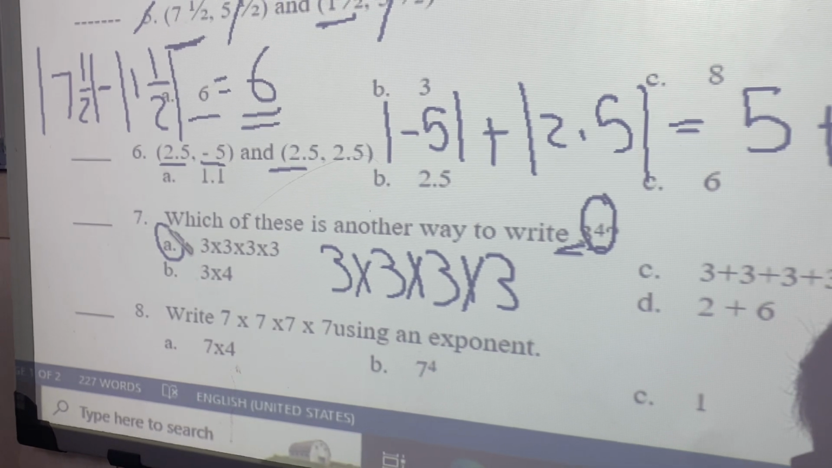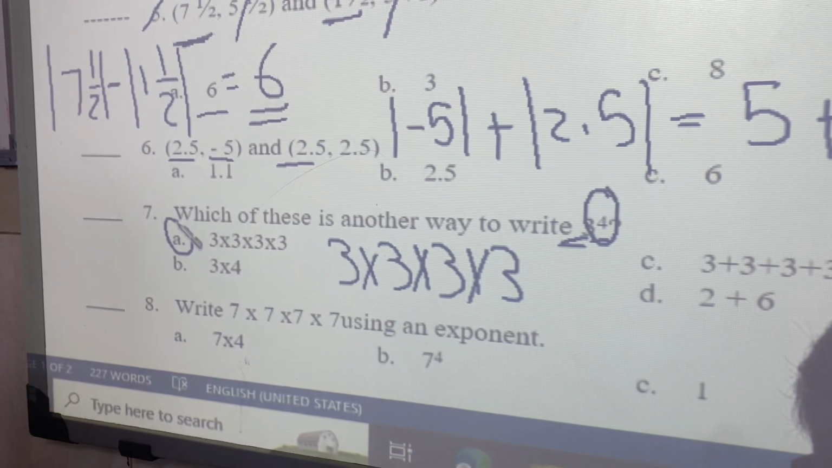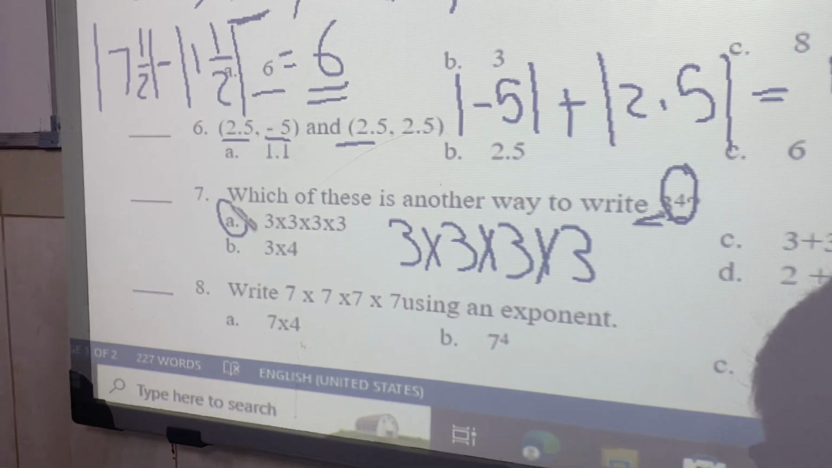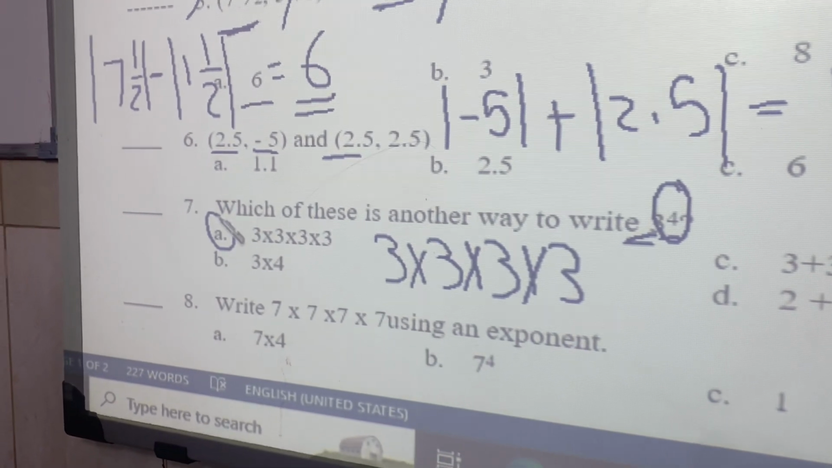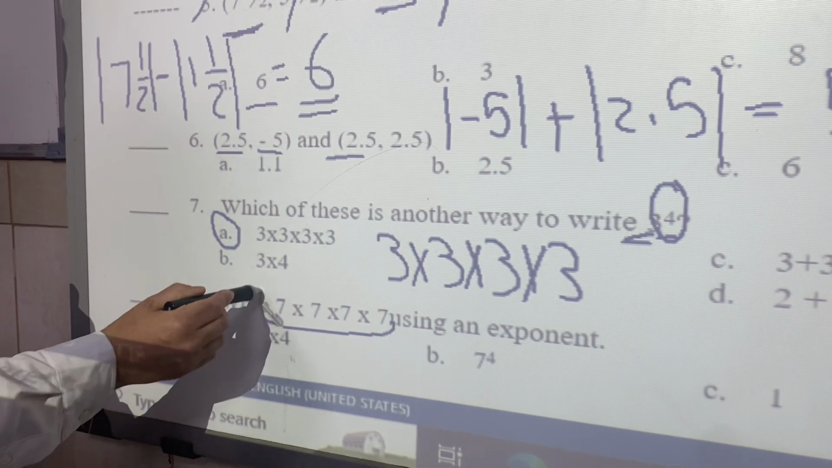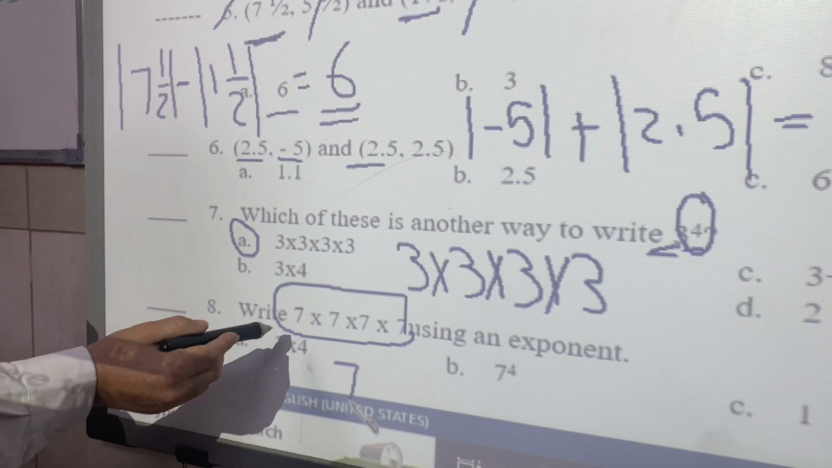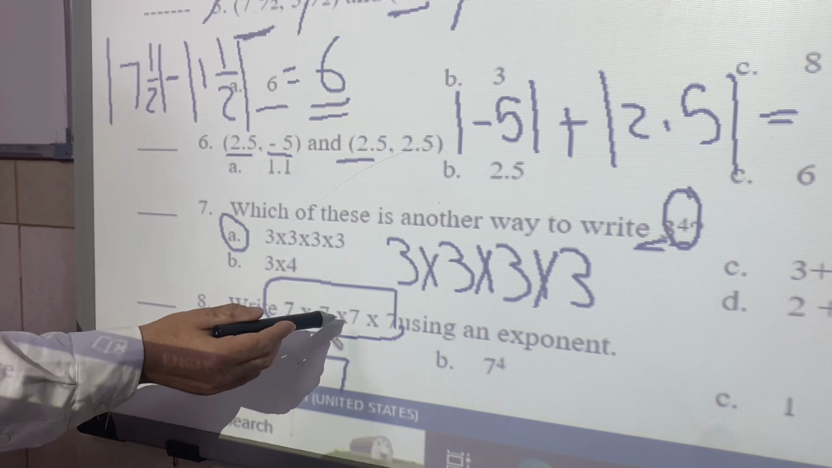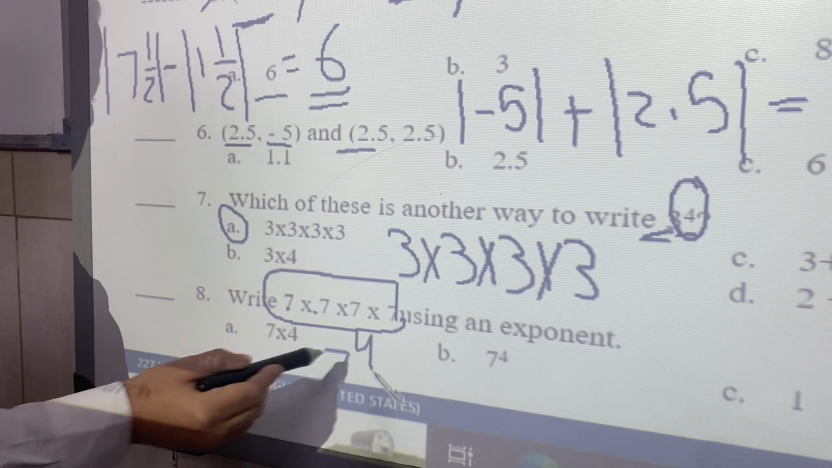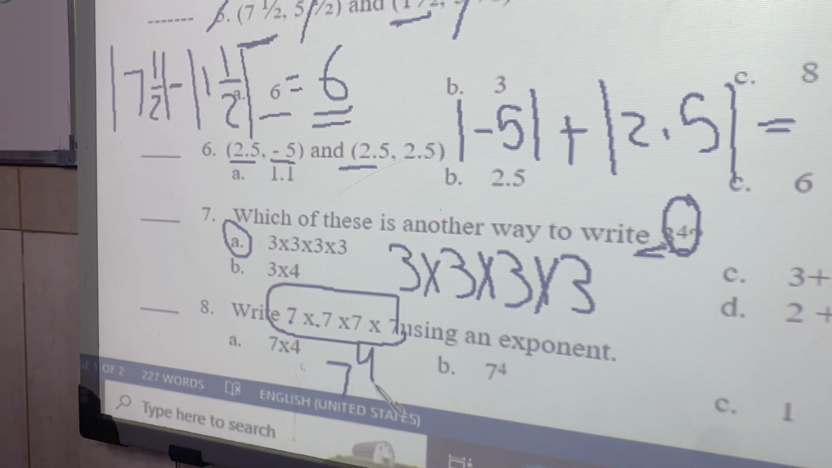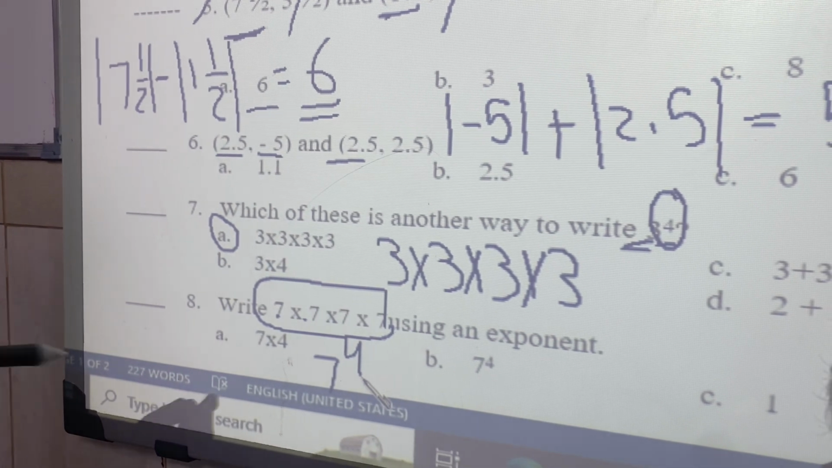Now next question, write 7 multiply 7 multiply 7 multiply 7 using an exponent. The same way, this is the base, this is the base. So the base is 7. But how many times is 7 repeated? 1, 2, 3, 4. So 7 to the 4th power, or 7 power 4. So the answer is B.